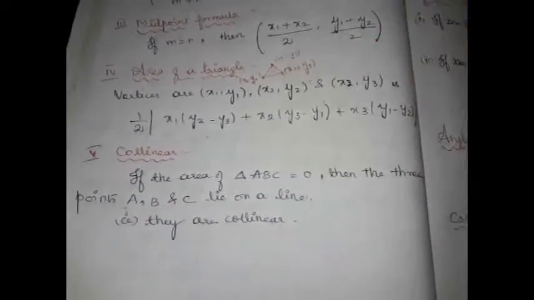And the next thing, which you have also learnt in class 10, is the collinear property. What is meant by collinear?